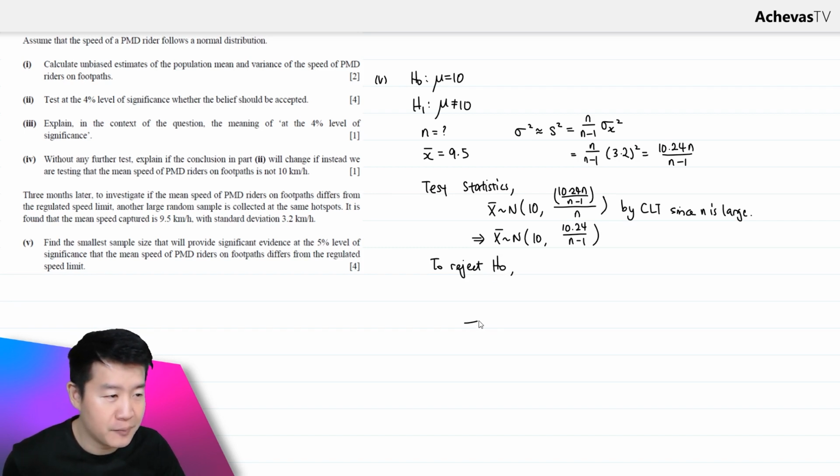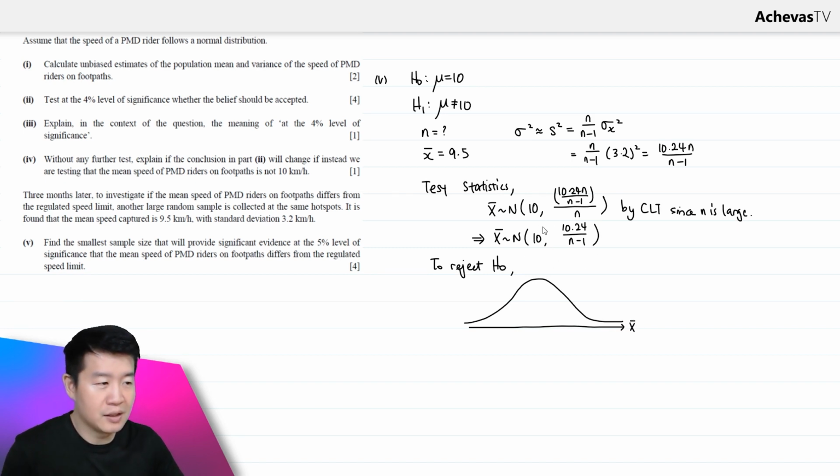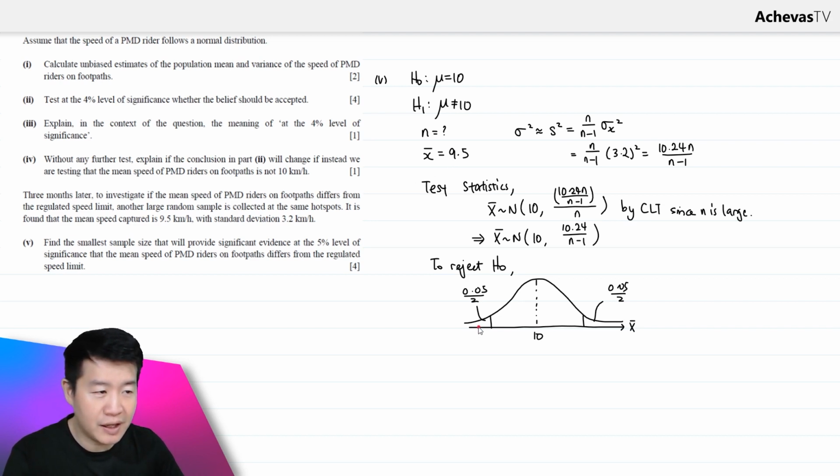as a two-tailed test based on my test statistics, this probability here. I know the center here is 10. We are talking about 5% level of significance, and as a two-tailed test, that means this 5% level of significance will define for us the critical region as 0.05 over 2 on the left hand side and 0.05 over 2 on the right hand side. And because the rejection is happening, 9.5, which is smaller than 10, should be within this critical region. So 9.5 is here.